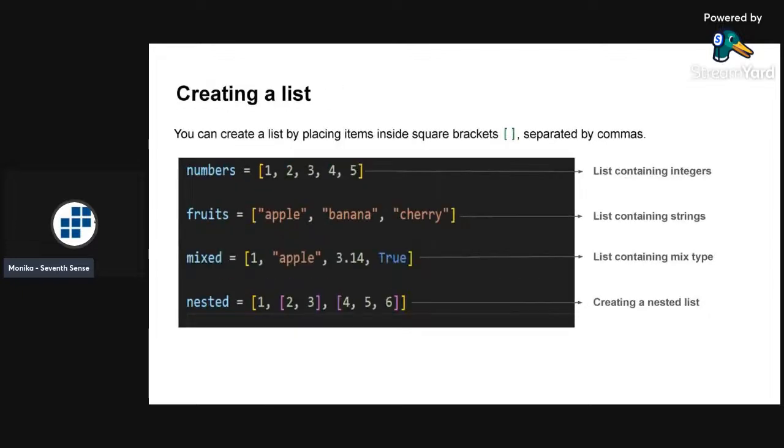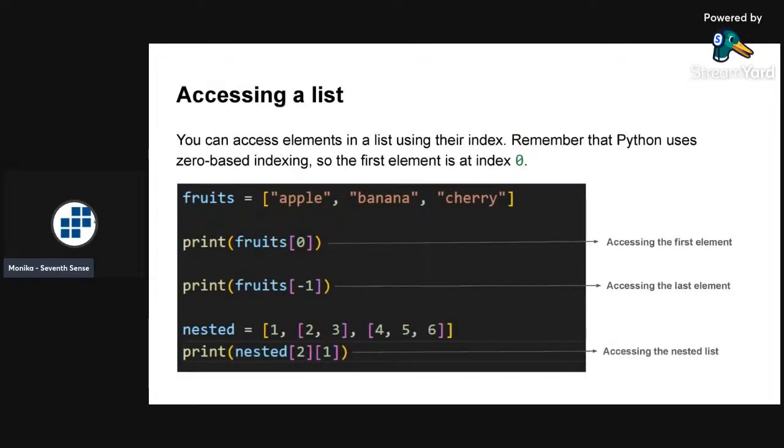Next. This is an example related to creating a list. The next topic is related to access. So how will you access a list? You can access the list by accessing the first element, by accessing the last element, and by accessing the nested list.